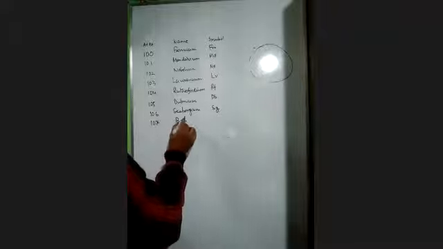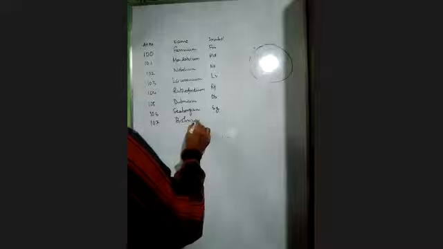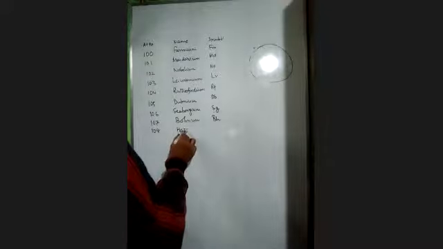107 is called Bohrium. You know who is Bohr? Bohr is Niels Bohr. Both Bohr and his son were awarded the Nobel Prize separately. Okay. 108 is Hassium. He has done a lot of work on the periodic table. HS.